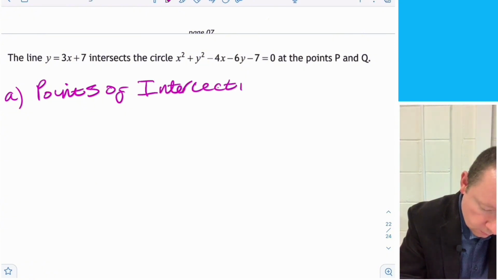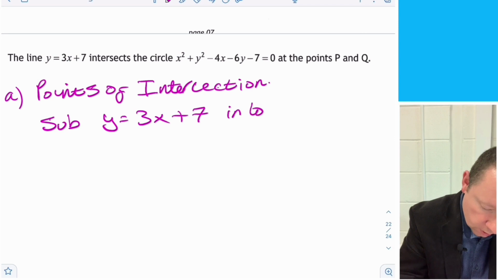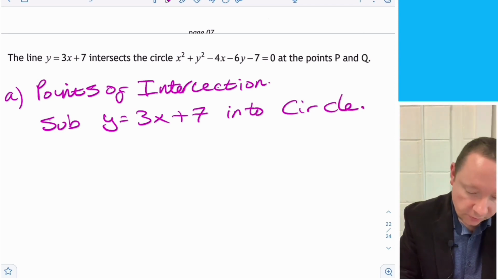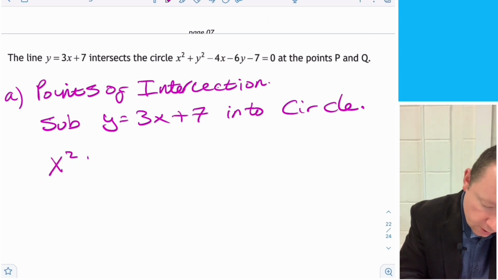So I'm going to sub y equals 3x plus 7 into the circle. So to see a y, I'm going to write 3x plus 7. So I've got x squared plus (3x plus 7) all squared minus 4x minus 6.